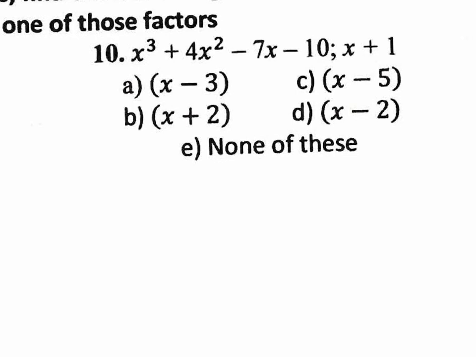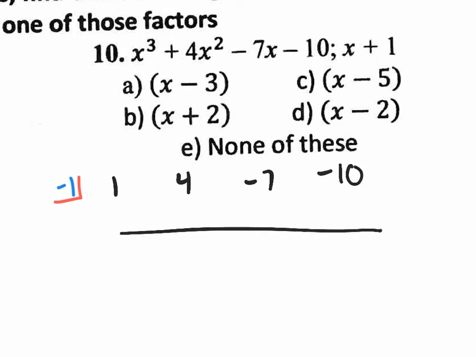What do I do here? I'm going to plug in -1 because they tell us this is a factor, which means that if I were to set it equal to 0, my x value would be -1. So there's an answer. It's a solution. Let's do the coefficients. 1, 4, -7, -10. The 1 comes down. 1 plus 0 is 1.